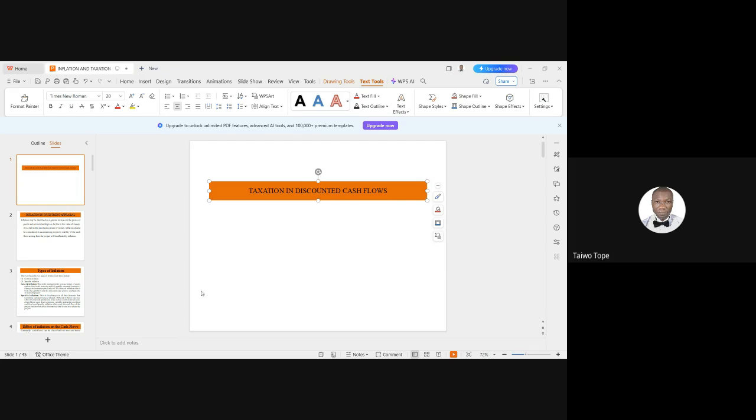So tonight we'll continue our discussion on investment appraisal, looking at a niche in that aspect, which is taxation in discounted cash flow. Now, when we talk about taxation, what is bringing about taxation in the issue of investment appraisal? Why taxation in investment appraisal? Yes, the reason is this.